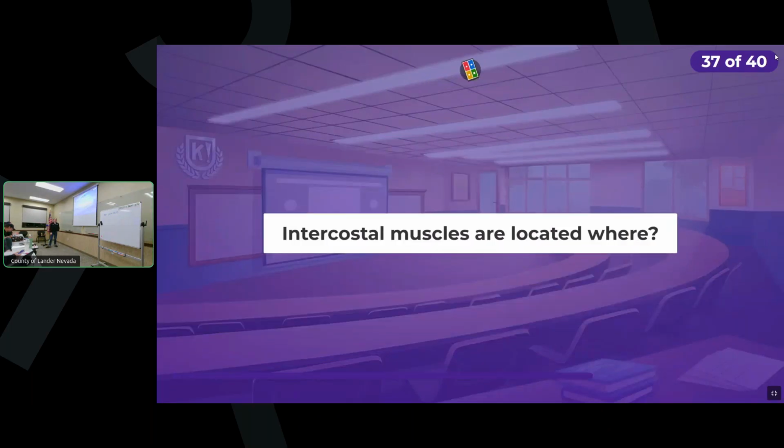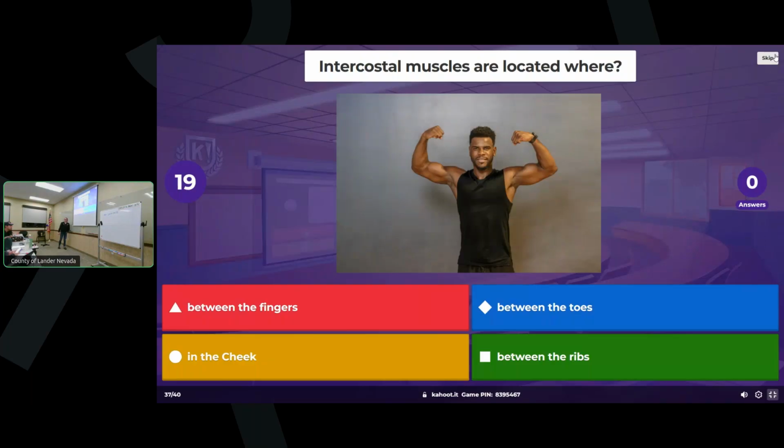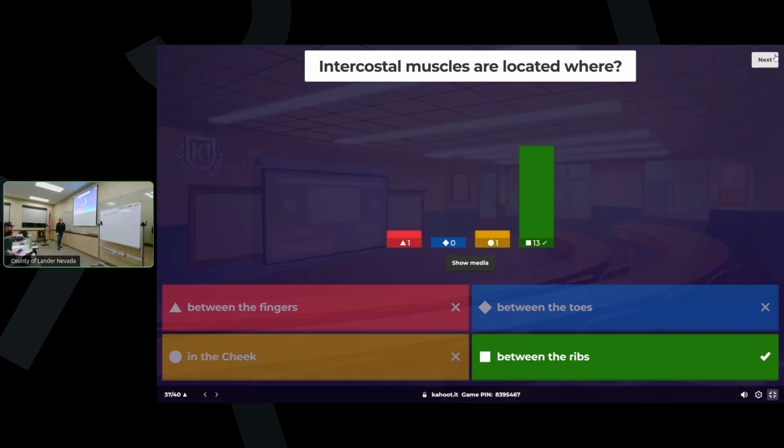Intercostal muscles are located where? You click too fast. You're fired. Intercostal muscles are located where? Good job. So between the ribs. Your costals are your ribs. So intercostals, meaning between the ribs. We'll talk about this a lot when it comes to breathing. You see that intercostal muscle use when you have breathing patients.